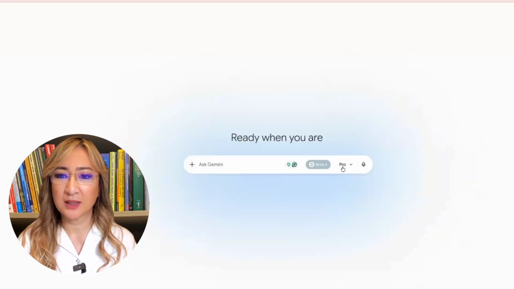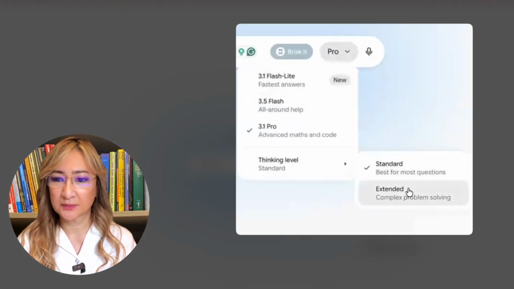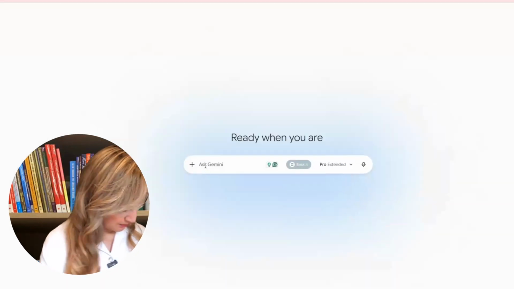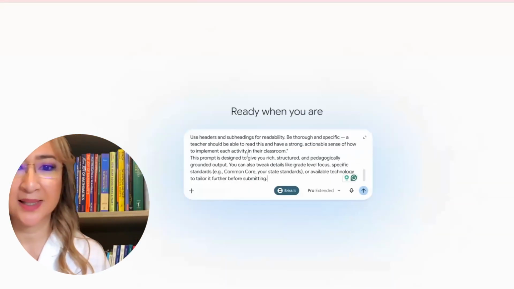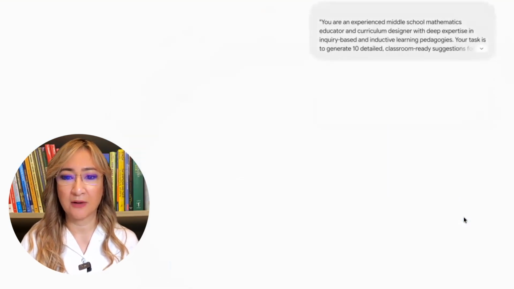I am actually on the free plan. And then I've got the thinking model. Let's do it: complex, extended maths problem solving. So I'm going to copy and paste that. Let's see what it comes up with. So I'm going to get that running.